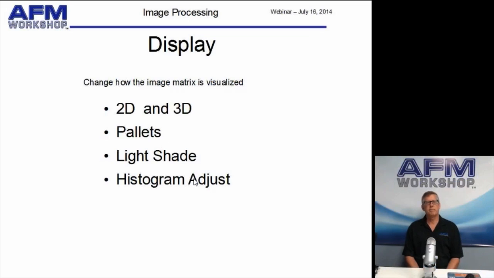So, as I mentioned in my introduction, the next function is displaying the image. Now, displaying will control how the image is visualized, what it looks like when you see it on a computer screen. There's several different display functions. They're 2D and 3D display. You can change palettes, you can do light shading, and you can do histogram adjust. And I'll go through each of these different types of display techniques so that you can see them.